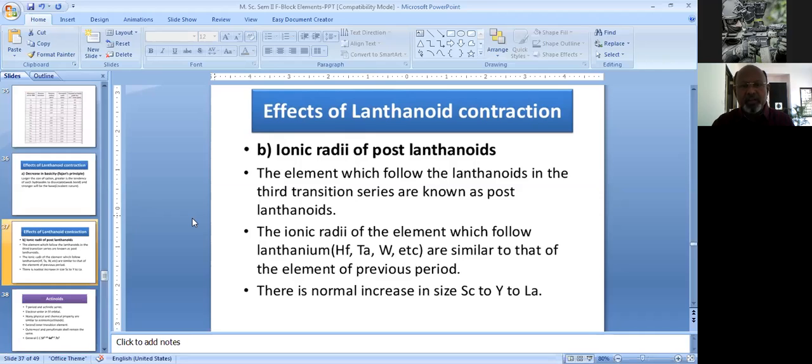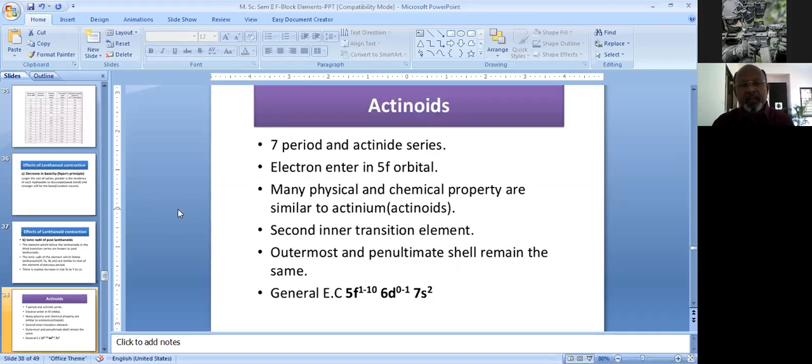Only 10 minutes are left here. We are proceeding further with the actinides.